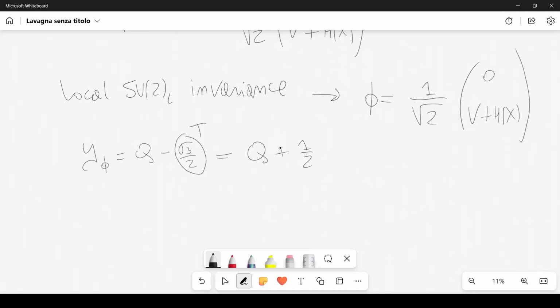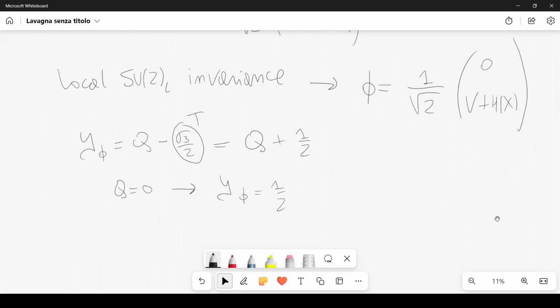Now, what we require is that the Higgs boson has zero charge. So we want Q equal to 0 for the Higgs boson. And we obtain, therefore, Y_phi equal to 1/2. So we can use Y_phi equal to 1/2.